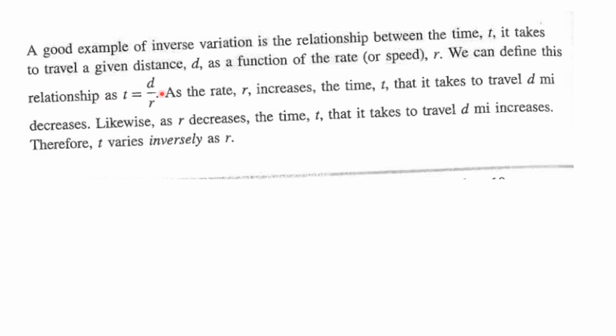A good example of inverse variation is the relationship between the time it takes to travel a given distance as a function of the rate or speed. We can define this relationship as t equals d over r. So as the rate r increases, the time t that it takes to travel d miles decreases. Likewise, as r decreases, the time t increases. Therefore, t varies inversely as r.